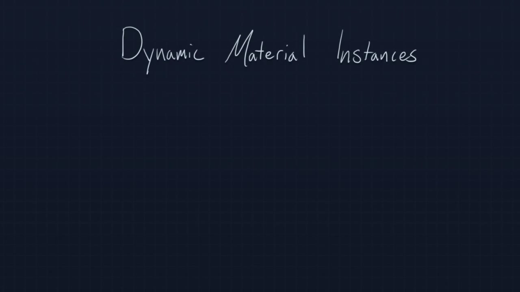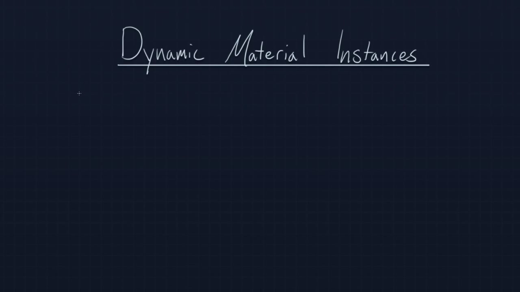Greetings and welcome back. In this video, we are going to take a look at dynamic material instances in Unreal Engine 4. Now, what is a dynamic material instance? Basically, it is a material that can update or change at runtime. So while you're playing the game, you can make a material change.